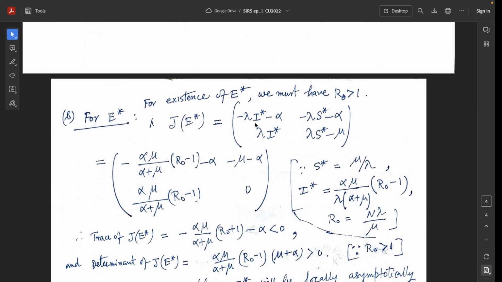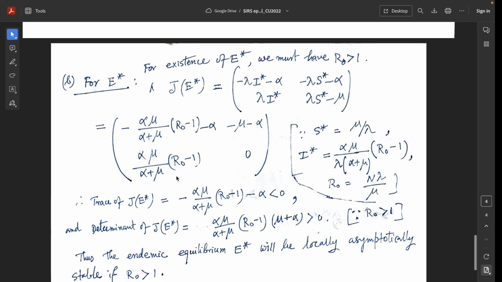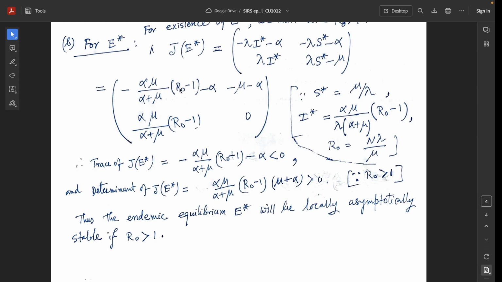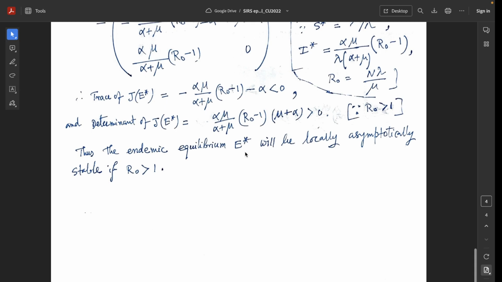Now J star equals this. Put S star equal to mu by lambda and I star equal to alpha mu by lambda (alpha plus mu) times (R0 minus 1), and so for J star we get this 2 by 2 matrix. The trace of this J star is the sum of the principal diagonal elements, so this equals this. Obviously this is negative because R0 is greater than 1, so R0 minus 1 is positive. And the determinant of J star is this into this minus this into this. Obviously R0 minus 1 is positive, so these are all positive, so the determinant is positive. So the endemic equilibrium E star will be locally asymptotically stable if R0 is greater than 1.